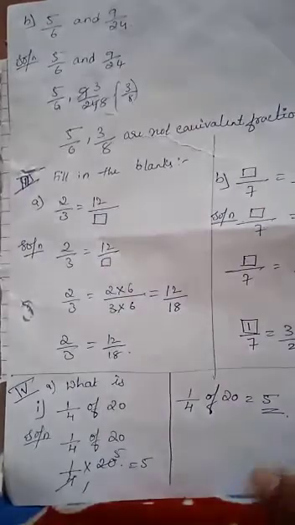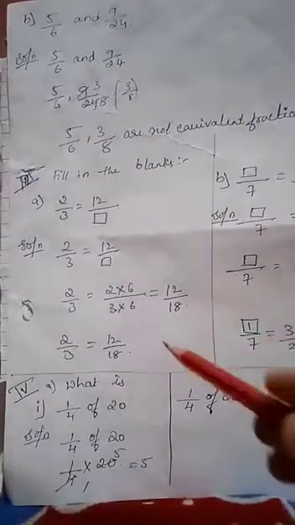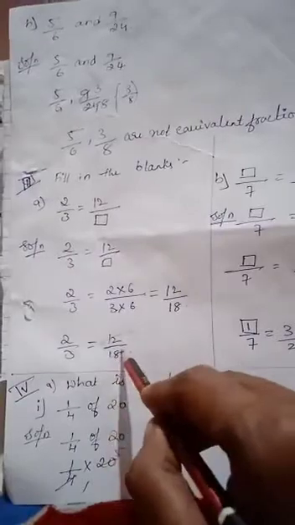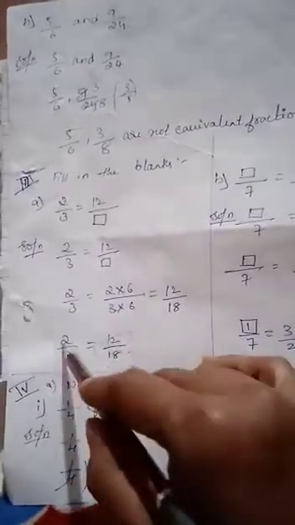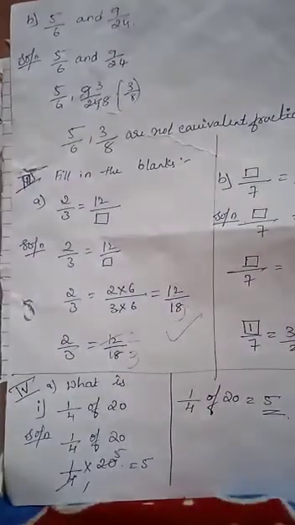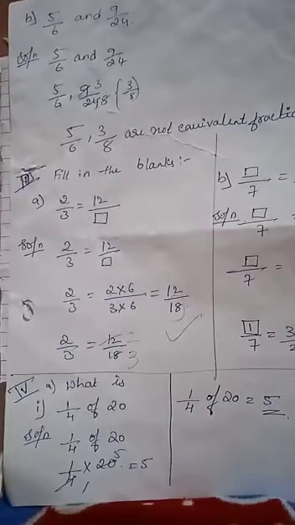Are they equivalent or not? Let us find out. 12 and 18, which table do they go in? You have to take only one table. Which table? That is the 6 table: 6 twos are 12, 6 threes are 18. So they are equal. So what we got, 18, is correct. Clear? Next, we'll move to the next sum.